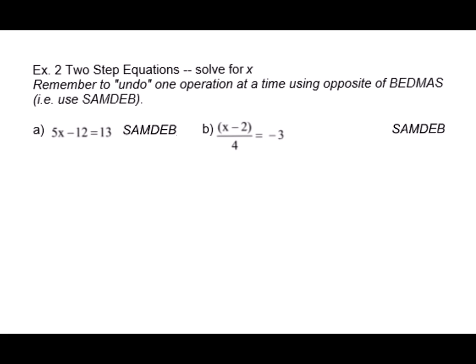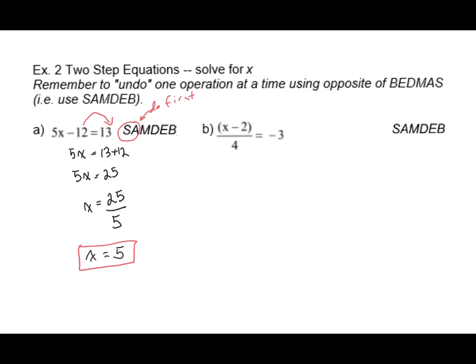For this next problem set, we're going to use SAMDEB in conjunction with addition and subtraction and multiplication and division. So for the first problem, we're going to use SAMDEB using the SA part, and all we're going to be doing is just saying 5x is equal to 13 plus 12, because at the beginning we had minus 12. Now, once we get to this last part, we end up with 5x equals 25. And in order to get x by itself, we divide both sides by 5, and we end up with x is equal to 25 over 5, which is just 5.